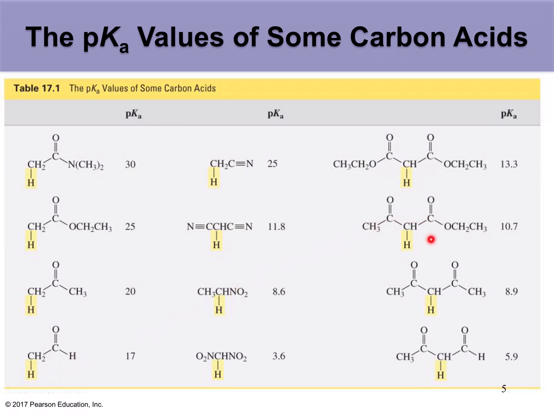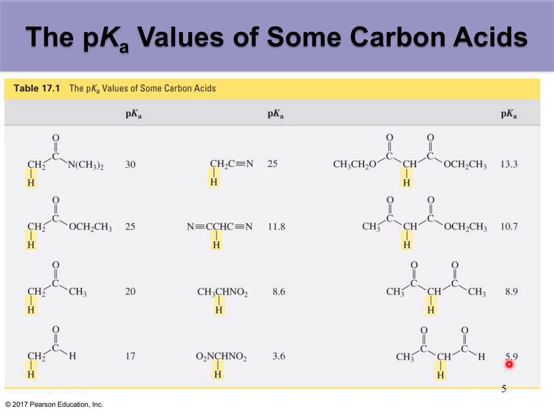And then this one, what do we have? We have two carbonyl groups and we have an alpha hydrogen here. Here you have an ester group, whereas here you have just a methyl group. So this is a diester, but this is only one side of the ester. So this is going to be more acidic compared to this one. And then this one over here has two methyl groups on the sides, so that's going to be even more acidic. And then when you have a hydrogen, that's 5.9. Now there is a reason for these different pKa values.